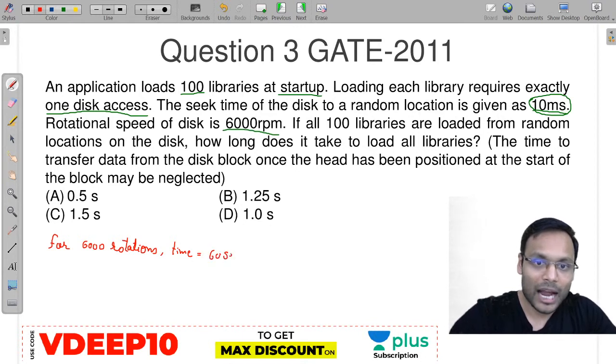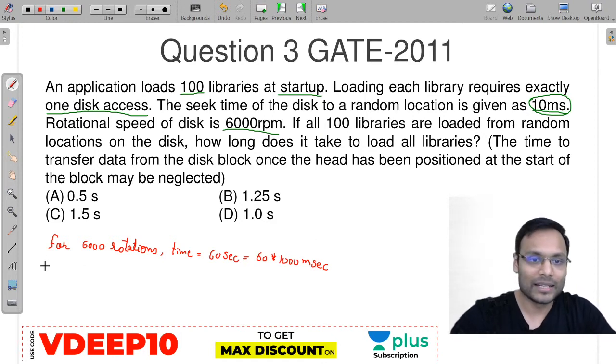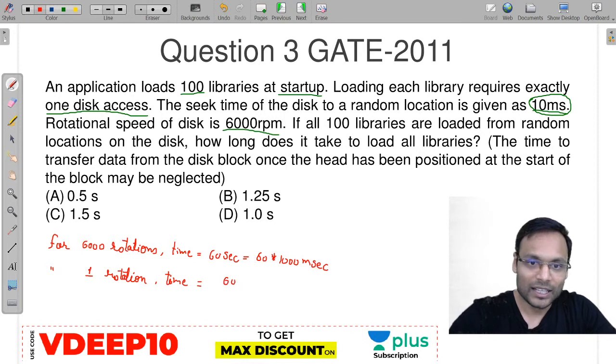which is nothing but 60 seconds. I am writing it as 60 into 1000 milliseconds. Why? Just because the other quantity is given in milliseconds. Here is the 10 millisecond, 60 into 1000 milliseconds. Then for one rotation, how much time is taken by the disk? It is equal to 60,000 milliseconds divided by 6000. The answer is 10 milliseconds.